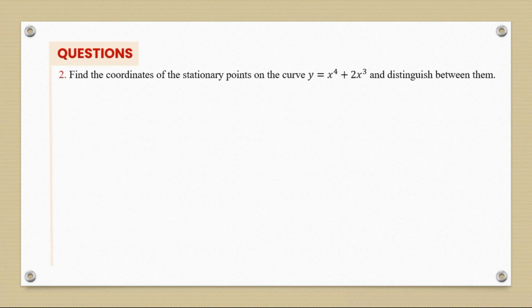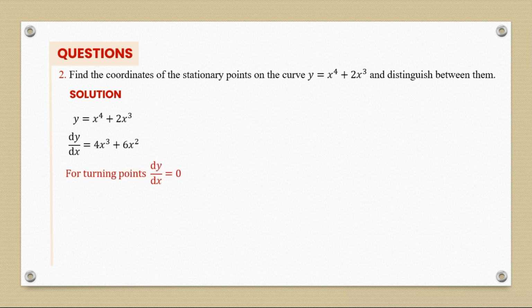Question 2. We're being told to find the coordinates of the stationary points on the curve y equals x to the power 4 plus 2x cubed, and distinguish between them. So this is the curve. We've differentiated it and we have dy/dx equal to 4x cubed plus 6x squared. For turning points or stationary points, dy/dx is 0, so we equate this to 0.